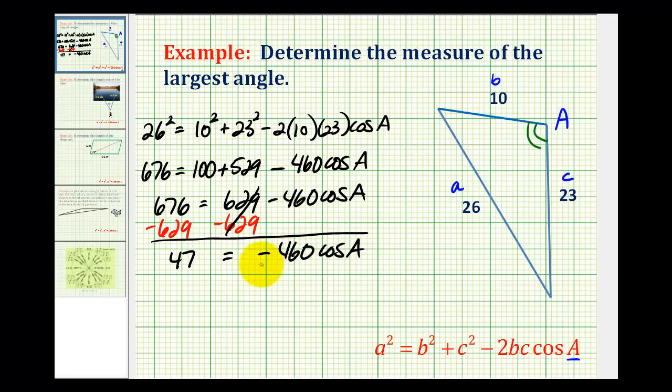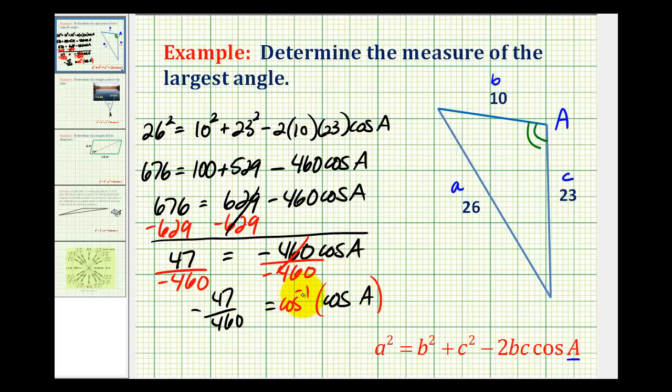So now we'll divide by negative 460. So we have negative 47 over 460 is equal to cosine A. Now we can solve for A if we take inverse cosine on both sides. So on the right side, inverse cosine of cosine A is just equal to A, and now we can use the calculator to evaluate the left side.